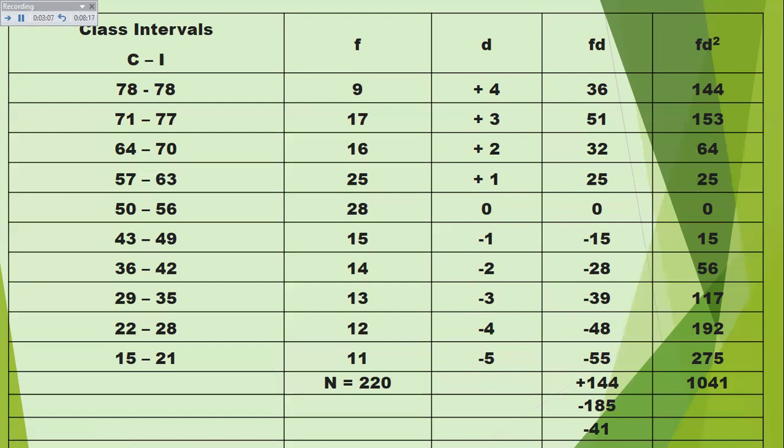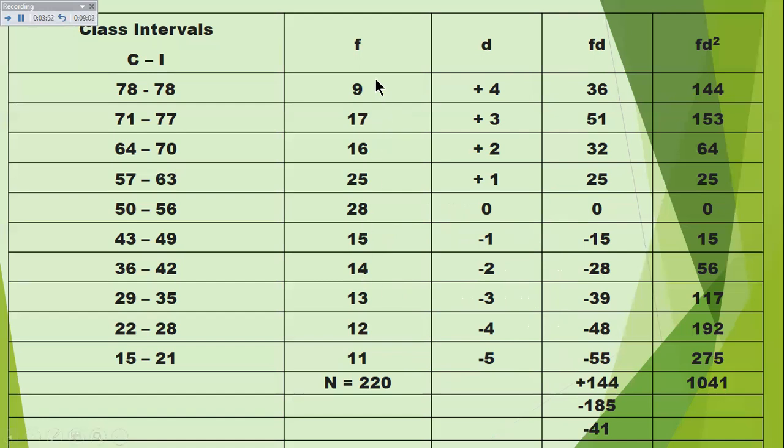Okay, let's go further. Find the FD column. FD means product of F and D. Here the products: 9 times 4 is 36. 17 times 3 is 51. 16 times 2 is 32. 25 times 1 is 25. 28 into 0 is equal to 0. 15 into -1 is -15. 14 into -2 is -28. 13 into -3 is -39. 12 into -4 is -48. 11 into -5 is -55.